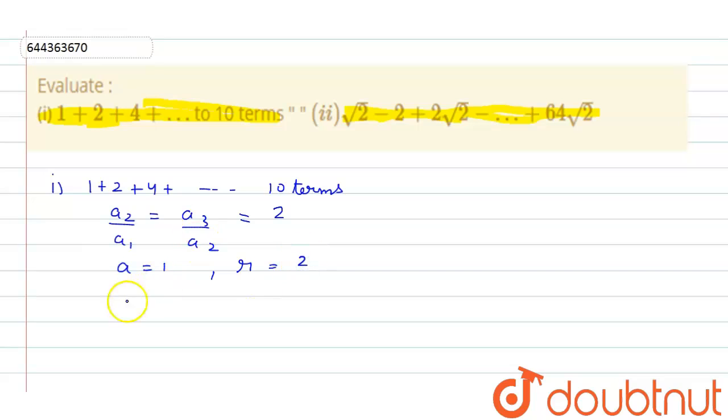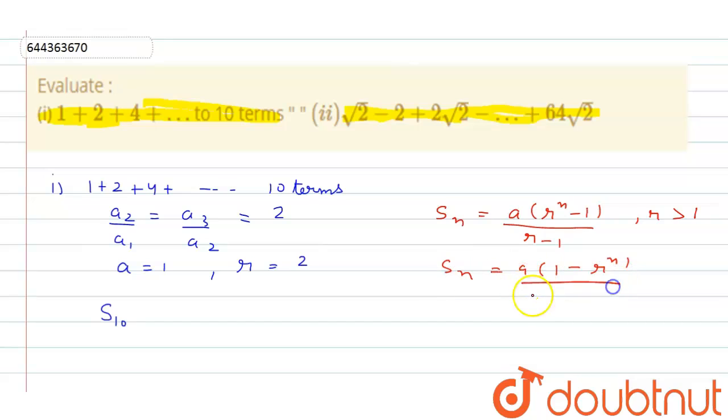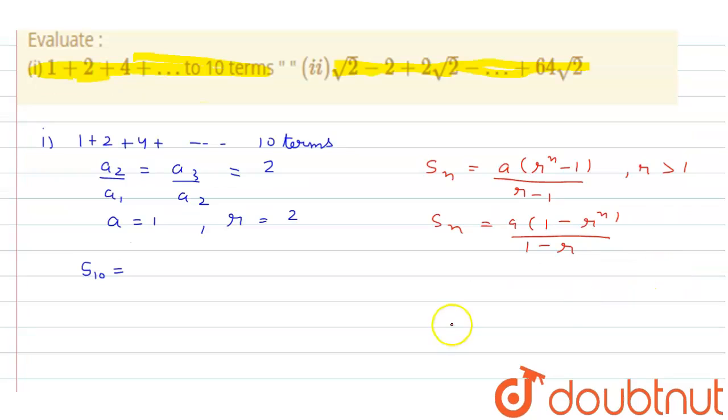Now we have to find the sum of 10 terms, and we know the formula: Sn is equal to A into R to the power n minus 1 upon R minus 1 when R is greater than 1, and Sn is equal to A into 1 minus R to the power n upon 1 minus R, where R is smaller than 1. Now we have to find the sum of 10 terms, so apply the first formula.